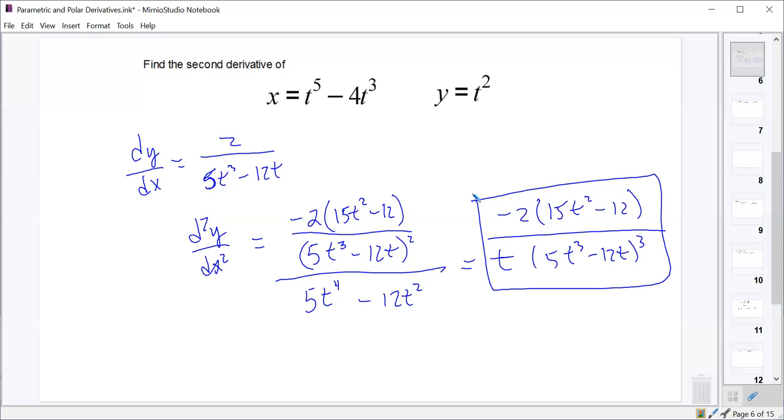Wait, if you divided by dx dt first and then took the derivative, would that make a difference? What do you mean if you divided by dx dt first? Like, you mean you divided this by dx dt, and then took the derivative? Yeah, it'll give you a different answer. You've got to do the derivative first and then divide by dx dt. Any other questions on this or no? Everybody okay with that?